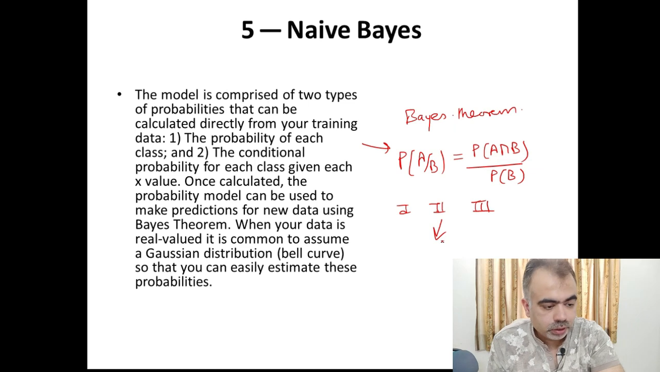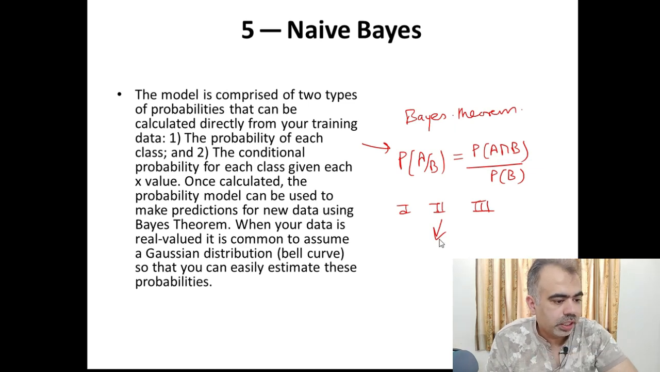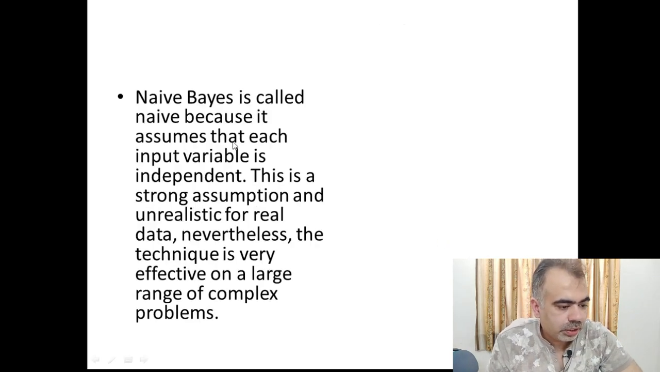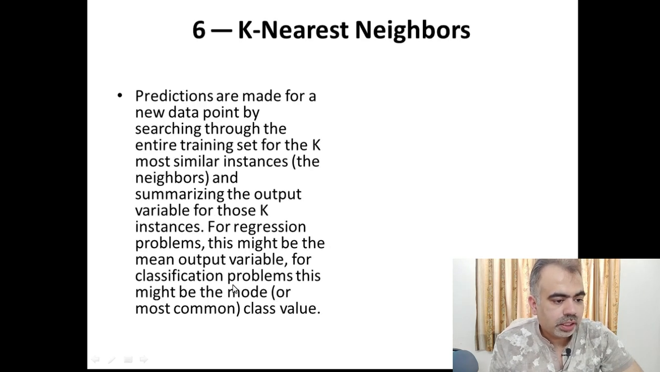So hope you understand. Naive Bayes is called naive because it assumes that each input variable is independent. This is a strong assumption, and unrealistic for real data. Nevertheless, the technique is very effective on a large range of complex problems. So let us move towards the next one, the k nearest neighbor algorithm, that is the sixth one, which is a very important algorithm used nowadays also.